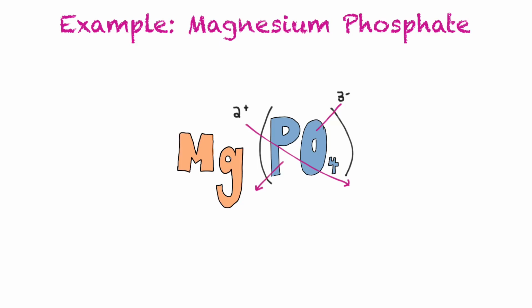So our chemical formula is going to be Mg3 brackets PO4 brackets 2. And that is the formula for that one.